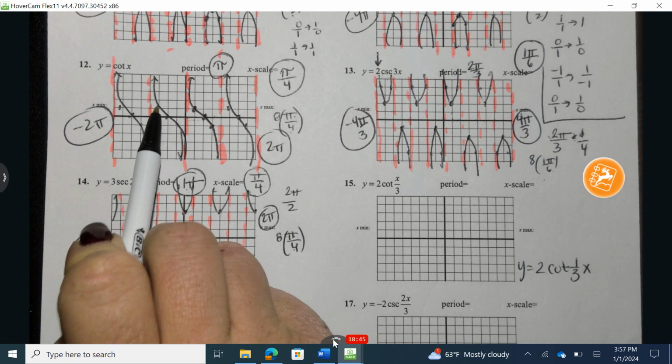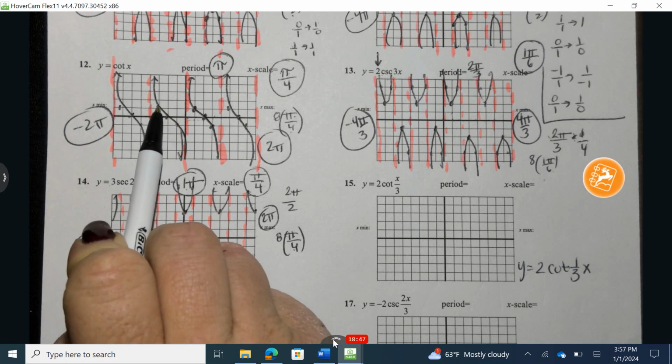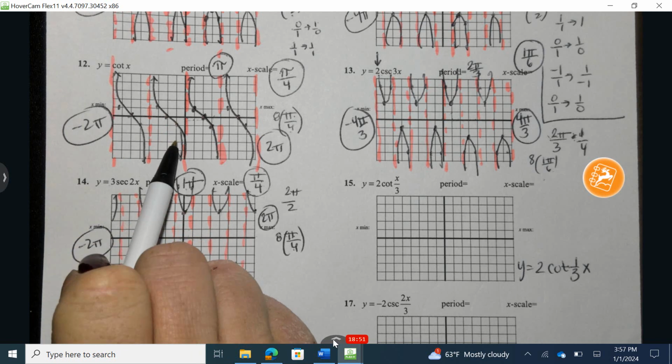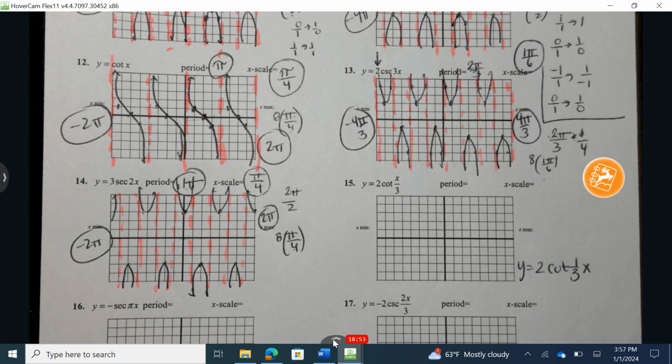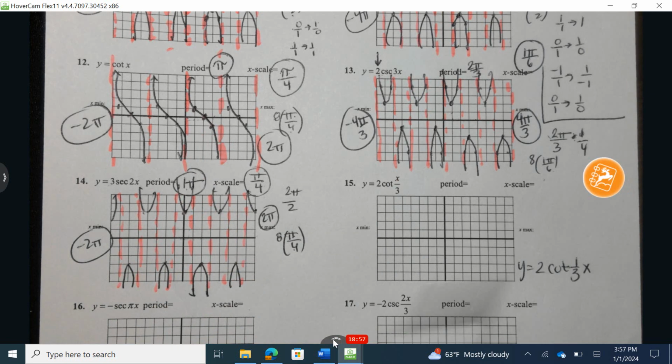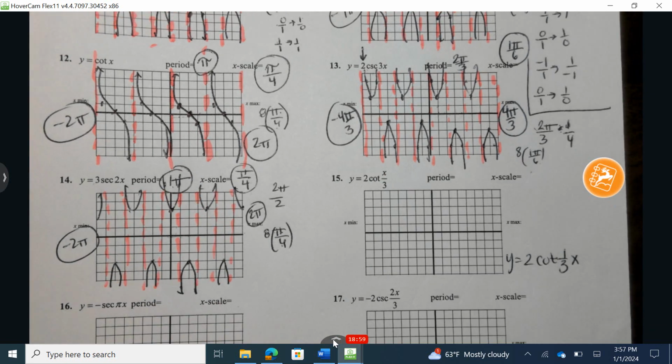And the output is positive. Sorry, it was negative 1. The output is positive 1. 1 times 2 is 2. So it'd be going up 2 here and down 2 here. Everything else will basically look the same. A cycle length will change because we have a 1/3 in front, and that will impact also the x scale.